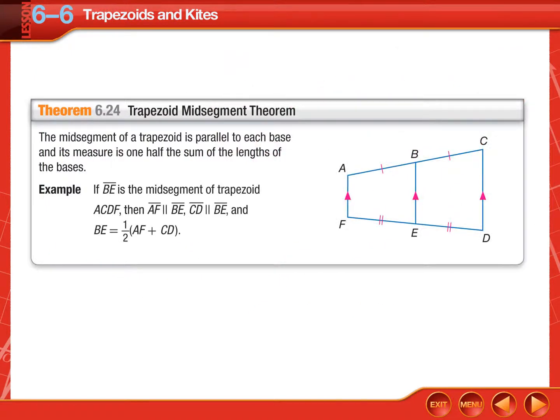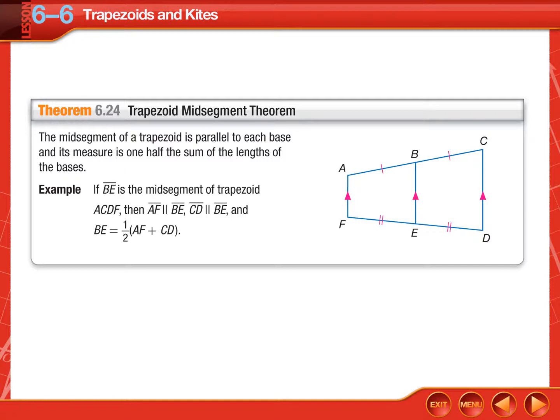Now we are on theorem 6.24. We have about 24 properties and theorems that you need to know, and a lot of them are related, but still, that's a pretty high number. Hopefully you're keeping track, or at least you're familiar enough to be able to recognize them on a test. But this 24th theorem is the trapezoid mid-segment theorem.